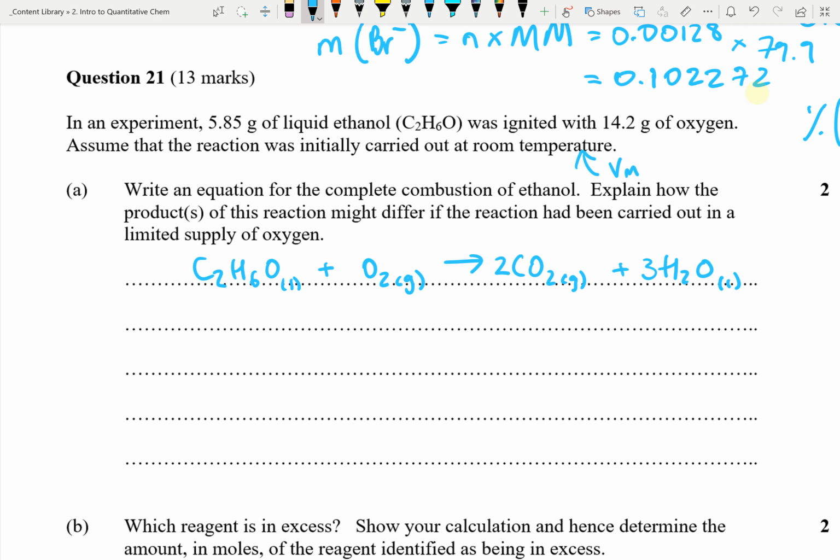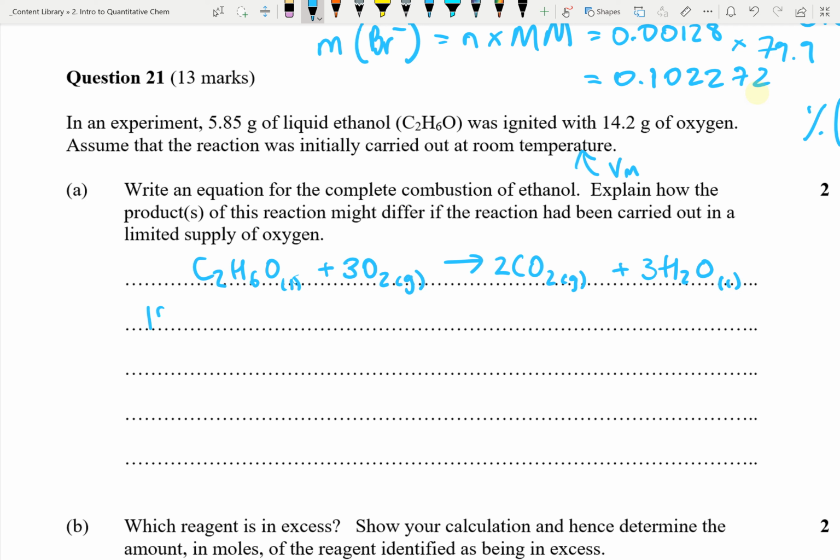Got 4 oxygens, got 7 oxygens on the left-hand side. We've got 3, so we need 4 more, or 7 in total on the left-hand side. So if I put a 3 there, I'll get 7 in total on the left-hand side. That looks good, just double checking, that all looks good. Now I got to explain how the reaction differs.